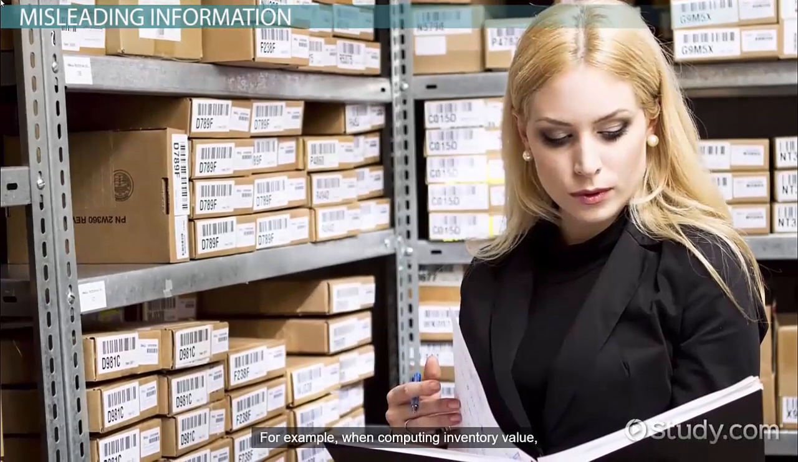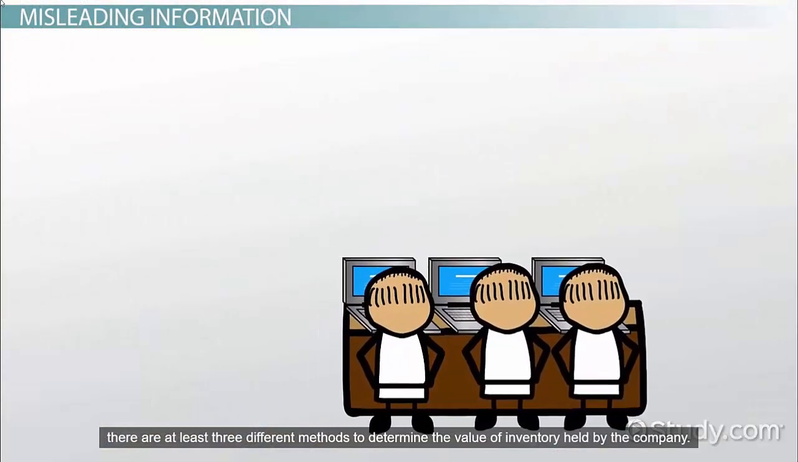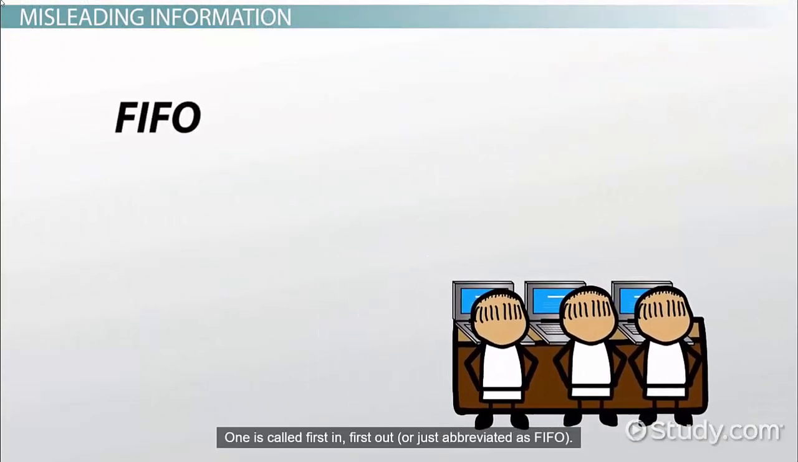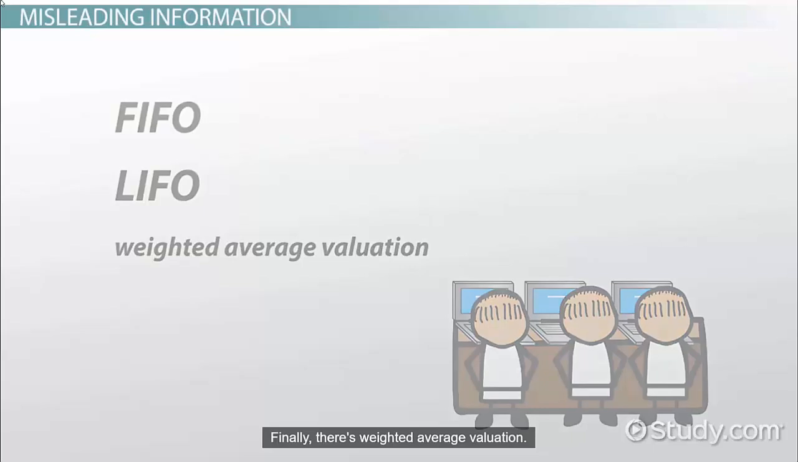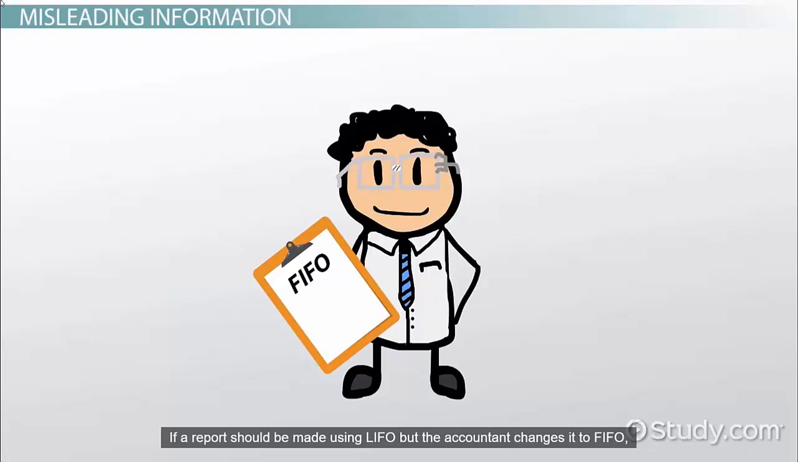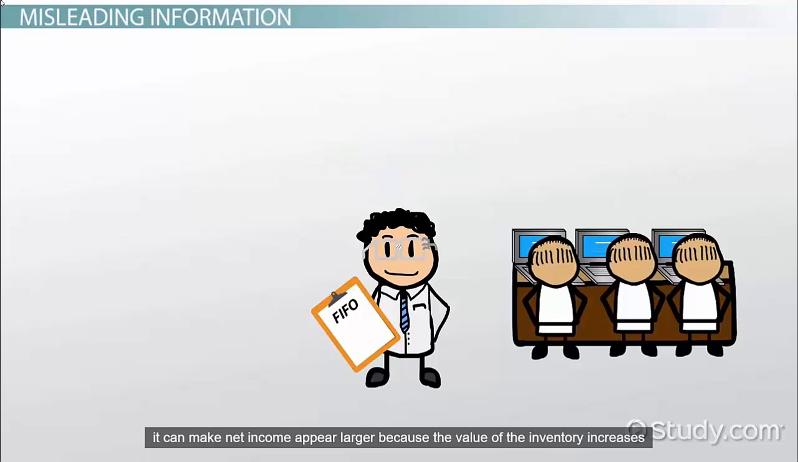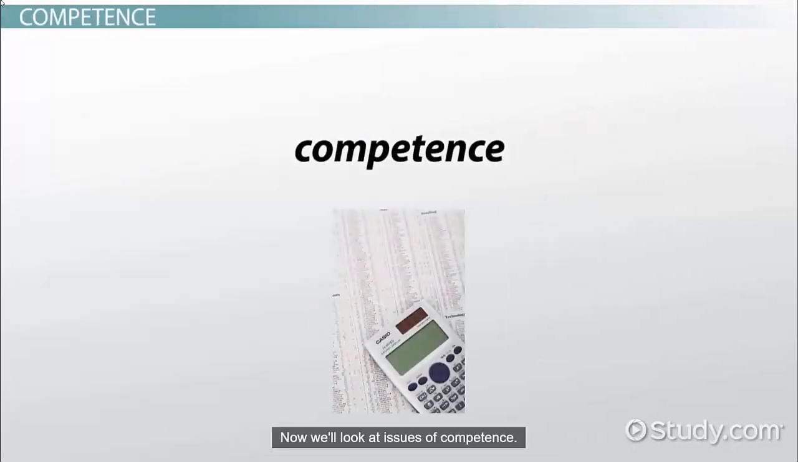For example, when computing inventory value, there are at least 3 different methods to determine the value of inventory held by the company. One is called first in, first out, or just abbreviated as FIFO. The second is called last in, first out, or LIFO. Finally, there's weighted average valuation. If a report should be made in LIFO but the accountant changes it to FIFO, it can make net income appear larger because the value of the inventory increases and the lowest costs were allocated to goods that have already been sold.